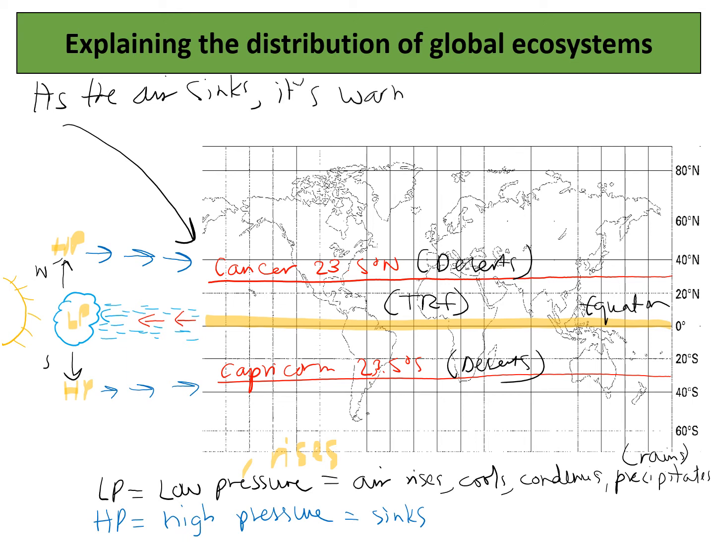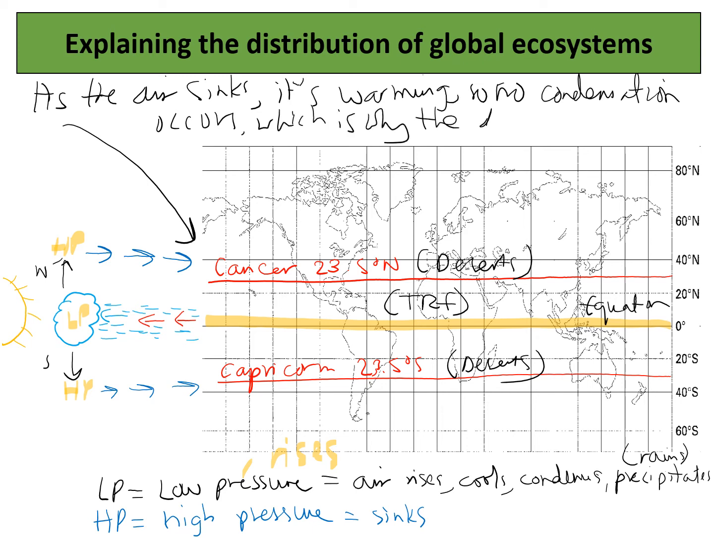it's warming, so no condensation occurs, which is why the deserts are hot and dry. Okay, so this explains why tropical rainforests are very hot and wet. It's because they're in an area of low pressure, and it explains why deserts are very hot and dry. It's because they are in an area of high pressure.